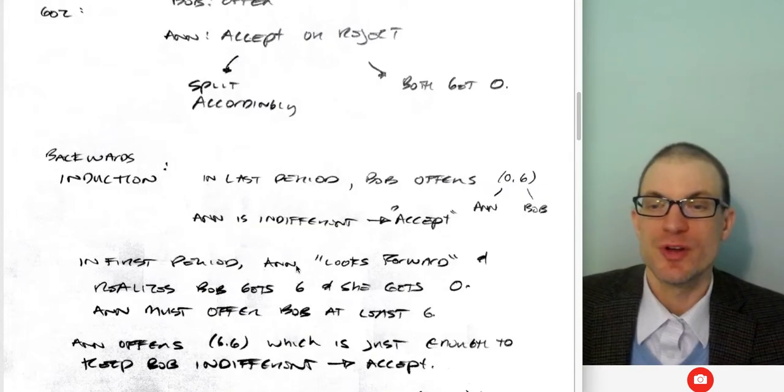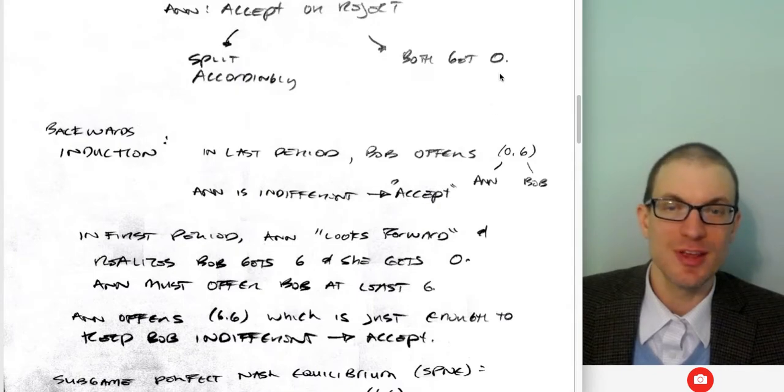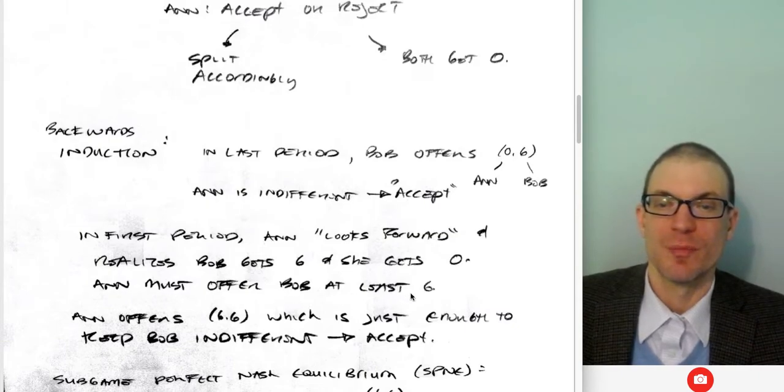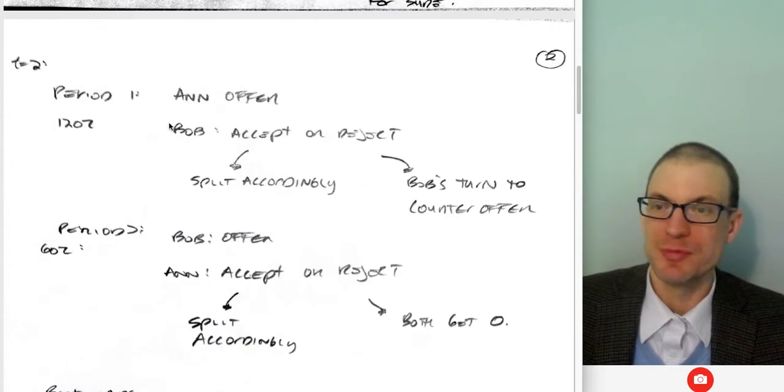In the first period now, Ann is going to look forward, and Ann is going to realize Bob is going to get 6 for sure in the second period, and Ann is going to get 0. So Ann has to offer Bob at least 6, right? If Ann offers Bob at least 6 in period 1, Bob's going to look forward and say, oh, I'm going to get 6 in period 2 anyway. I might as well accept 6 now.